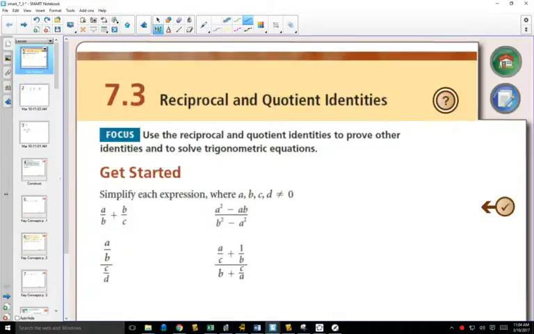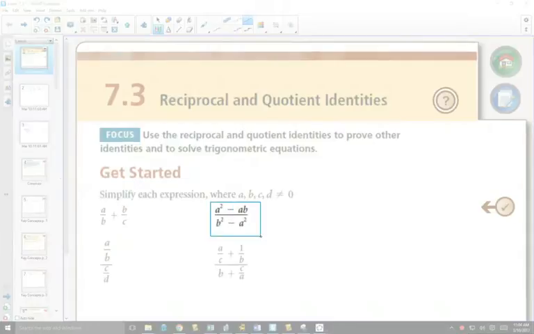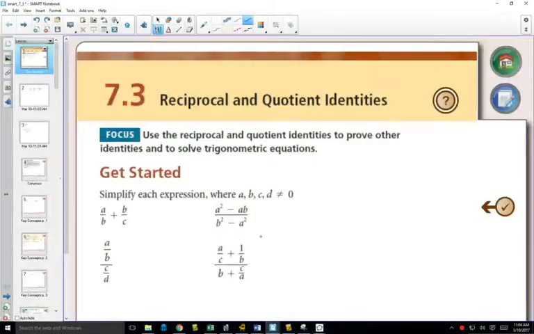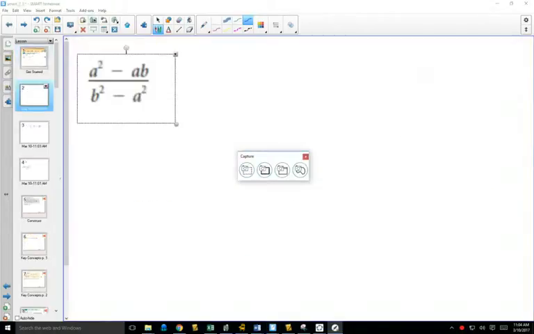The third one. This third one is already a single fraction. Oh, is it frozen? Nope, there we go. Third one's already a single fraction, so as far as adding or subtracting, we're fine there.